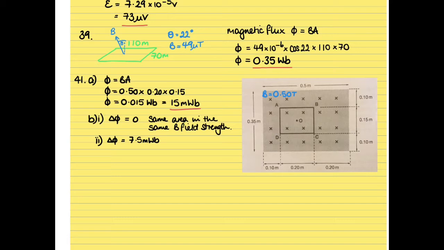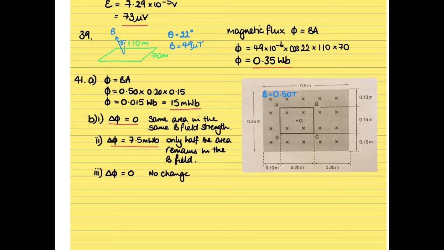Okay, so part B1, there's no change in flux. If you move it the same to the right, you just get exactly the same answer as you started with, so therefore there's no flux change. When you move it outside the large rectangle of magnetic field, we get a change in area of half, so it goes down to 7.5 milliwebers. Part 3, again, no change in flux.